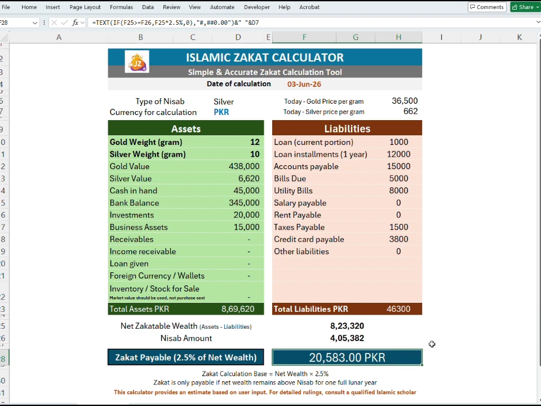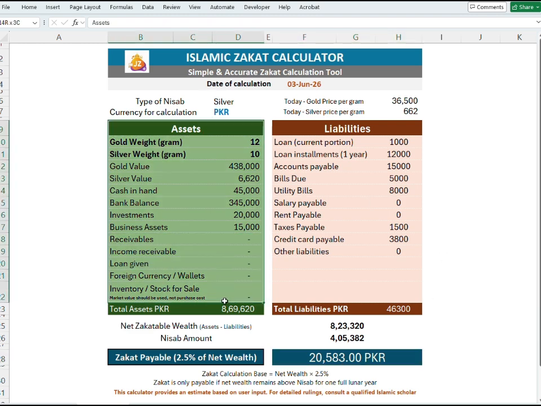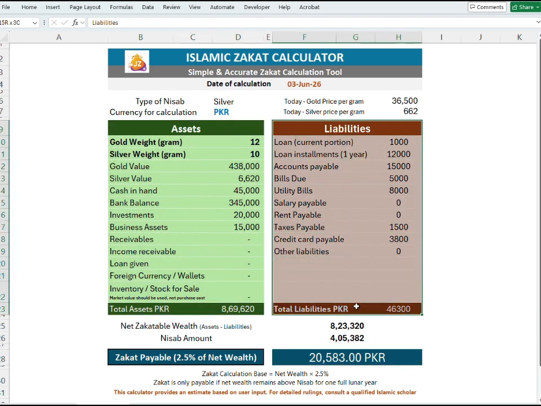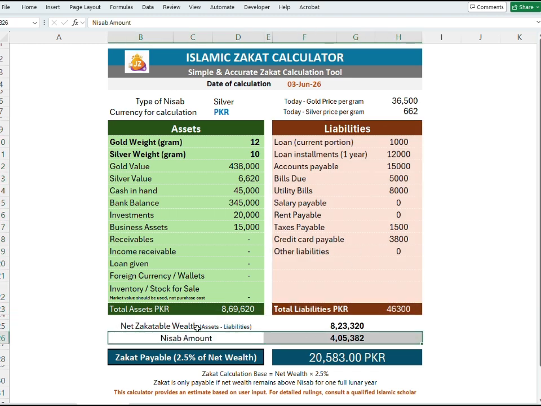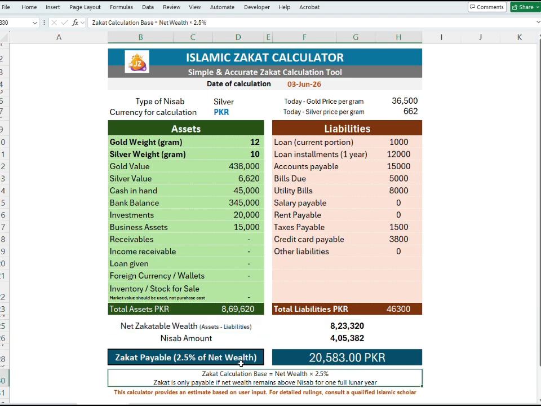To summarize. First, we enter all assets. Then, we subtract liabilities. Then, we compare with Nisab. And if the wealth is above Nisab and remains for 1 lunar year, we calculate 2.5% as zakat. This method ensures an accurate and simple calculation.